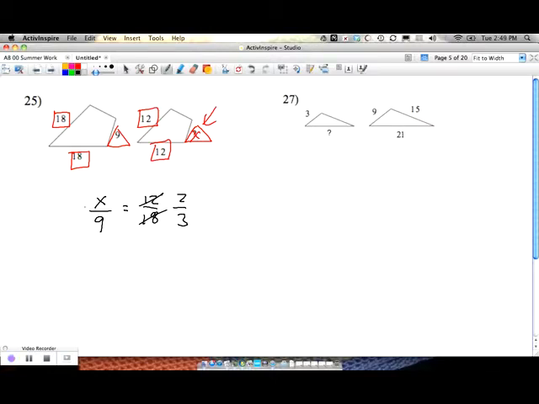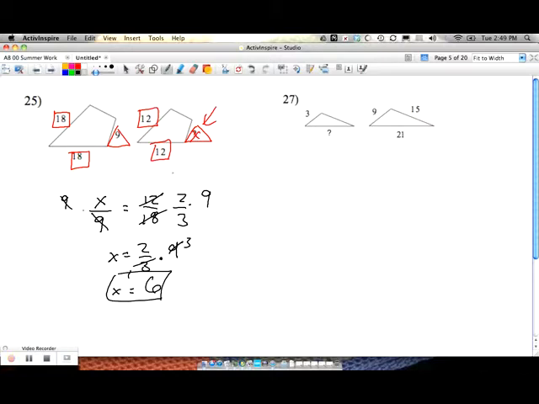So now if I start to solve, if I do some algebra, I got to get rid of this 9 next to the x. So I'm going to multiply both sides by 9. So then I have x equals 2 over 3 times 9. But then the 9 and the 3 simplify, and that becomes 3 on top, 1 on bottom. So x equals 2 times 3, or just 6.